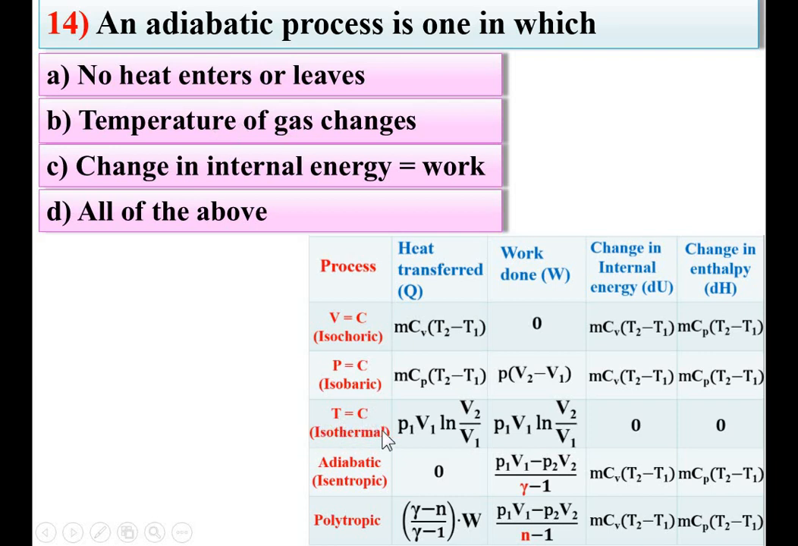If temperature is constant, then it is called isothermal process. During adiabatic process, heat transfer is 0, and you know that first law of thermodynamics, Q is equal to W plus dU. So if Q is equal to 0, then W is equal to dU. That means work done is equal to change in internal energy. So C is also right. So in short, we can say all of the above is the right answer.